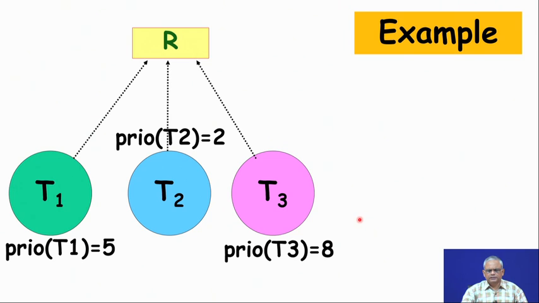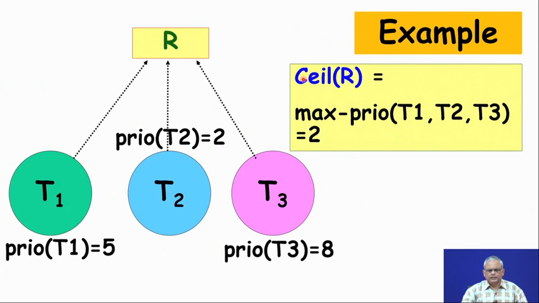Let us see schematically how the protocol works. Let us assume that T1's priority is 5, T2's priority is 2 and T3's priority is 8. Now, what will be the ceiling value associated with R? Let us assume that 2 is the highest priority and 8 is the lowest priority. In that case, the ceiling value associated with the resource R is equal to 2, because 2 is the highest of 2, 5 and 8. So, the ceiling value that will be associated with R is 2.